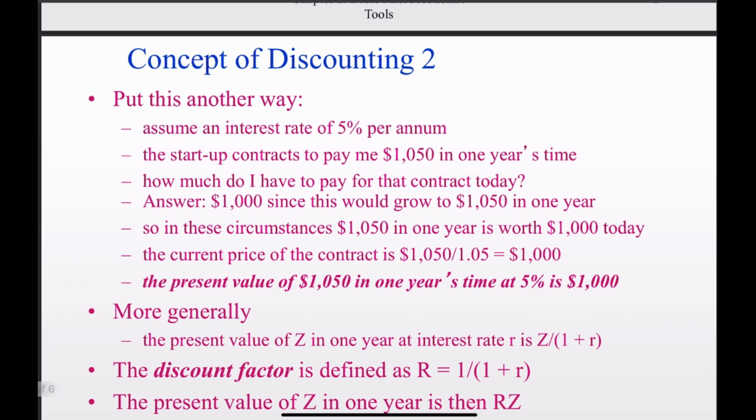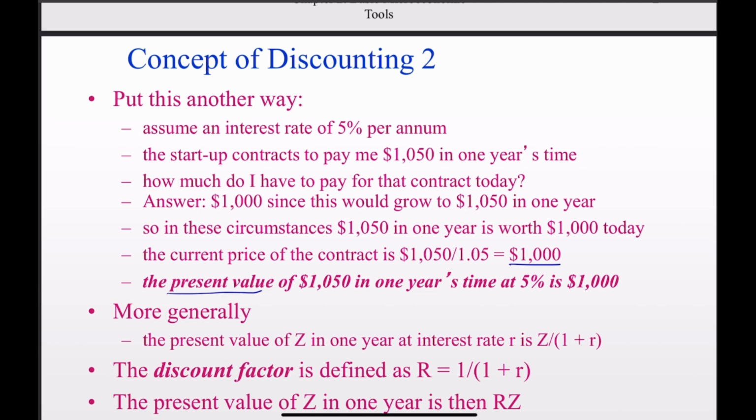Okay, so now let's flip this around. Let's say that the startup promised to pay you $1,050 in a year. How much would you be willing to give them today? The answer is $1,000, because if we put the $1,000 in the bank, it would grow to $1,050 in a year. So we call it present value. It is how much future money is worth right now.